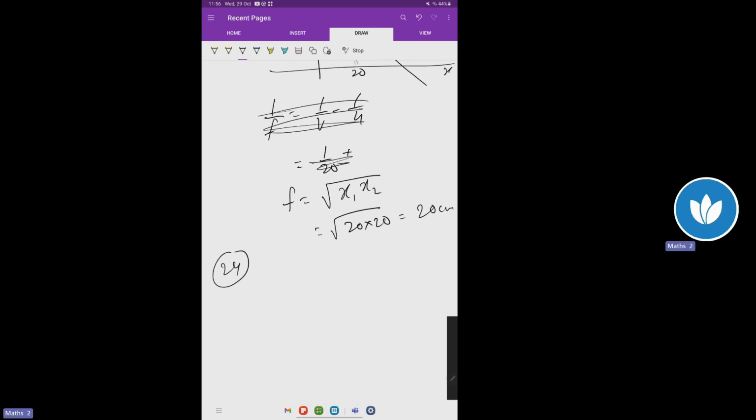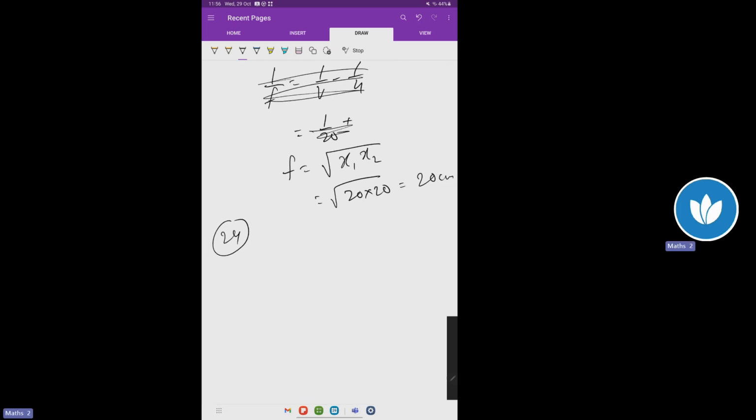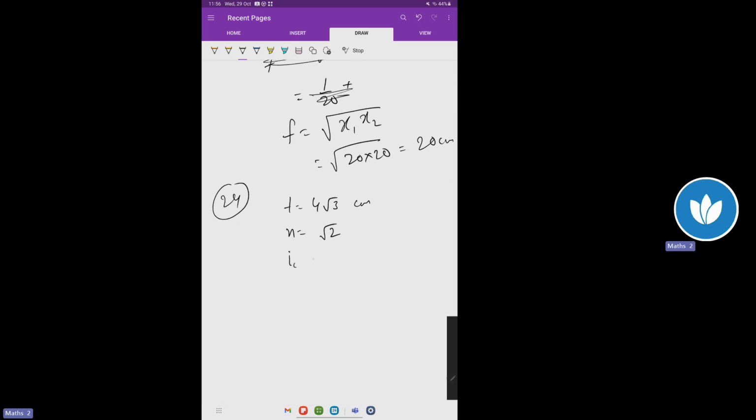Question number 24. A light ray is incident on a glass slab of thickness 4 root 3 centimeter and refractive index root 2. The angle of incidence is equal to the critical angle for the glass slab with air. So incidence angle I is IC, and IC is sine inverse 1 by n. This is 45 degree.